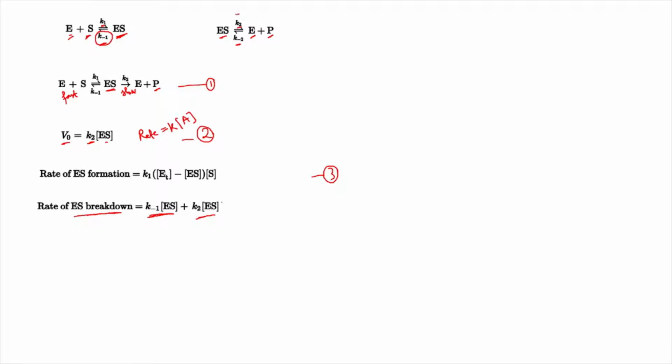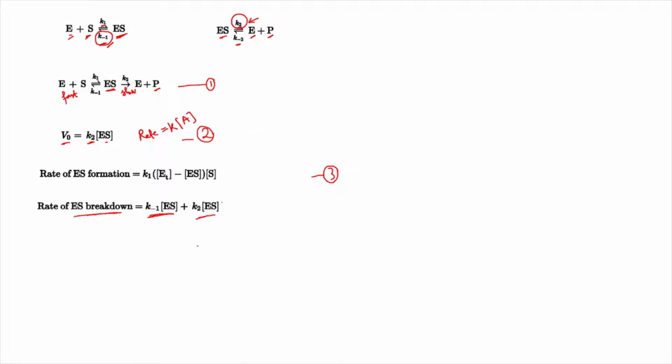In the second reaction, it is K2. This is the reaction rate constant involved in the breakdown of the ES into free enzyme plus product molecule. So we have two rate constants. One, we have K minus 1, which is involved in the breakdown of the ES into free enzyme plus substrate, and another rate constant, which is K2. This is also involved in the breakdown of ES into free enzyme plus product.